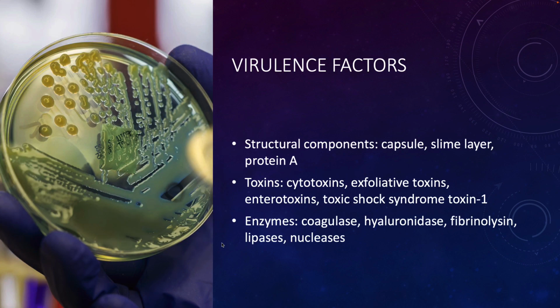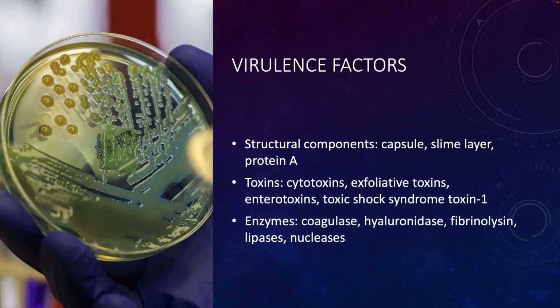Some of the virulence factors produced by Staph aureus include structural components like a capsule, a slime layer, or protein A. They produce various toxins like cytotoxins that will destroy cells, exfoliative toxins that cause tissue to come apart, enterotoxins which cause gastrointestinal issues, and toxic shock syndrome toxin 1, which is a superantigen that overstimulates the immune system.